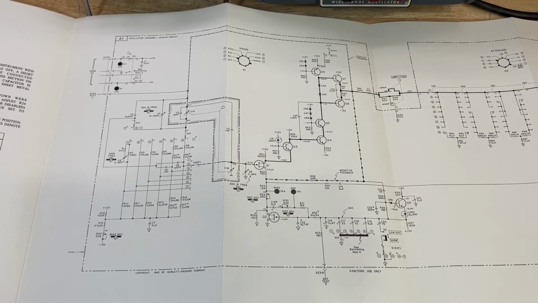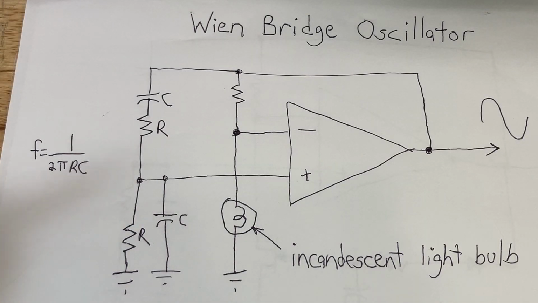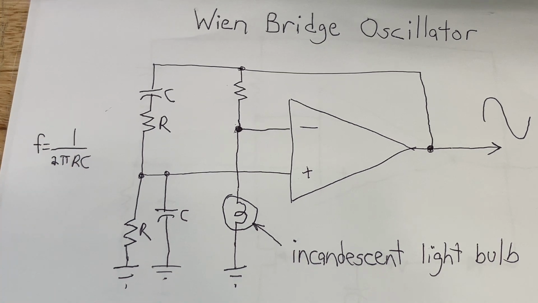Now, I thought I might try to build an op-amp based circuit using a light bulb. So let's see how we did with that. Okay, so again, this is the circuit we're trying to build.